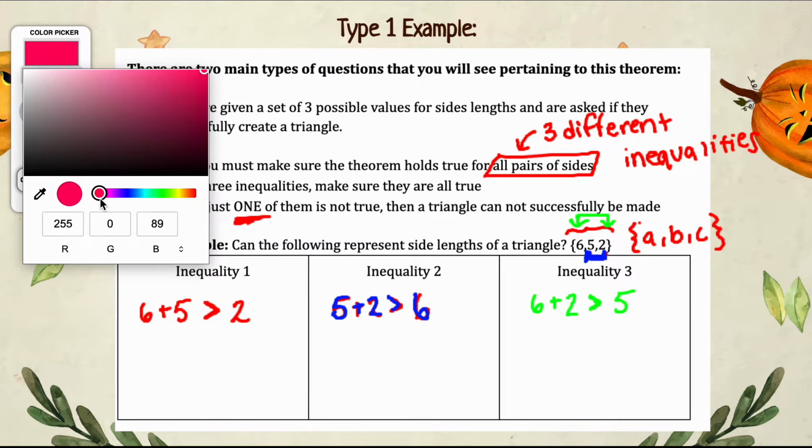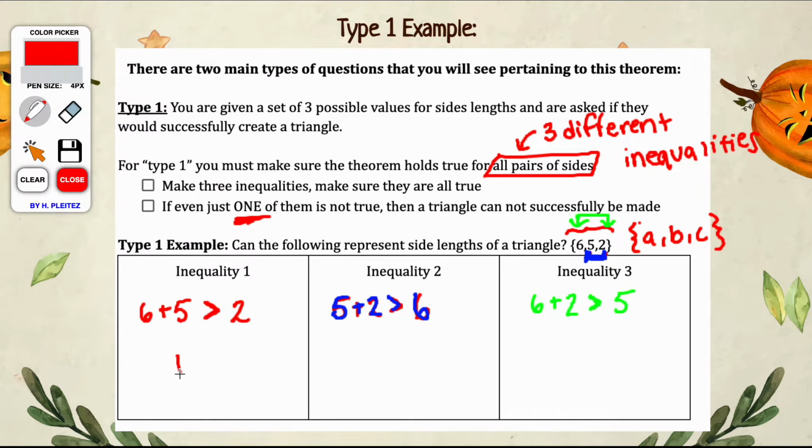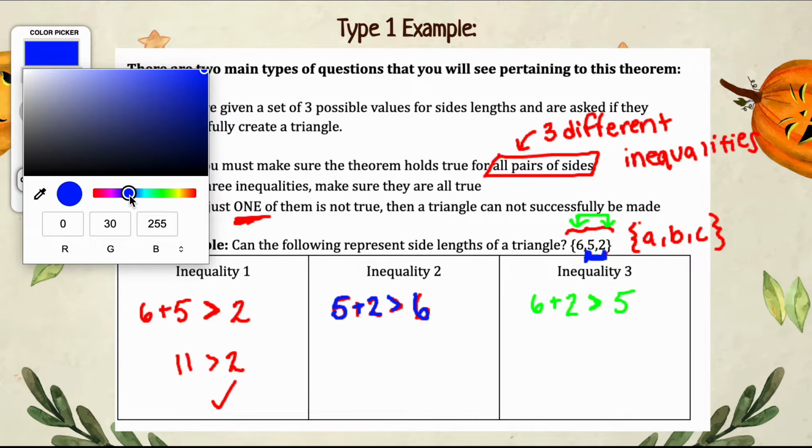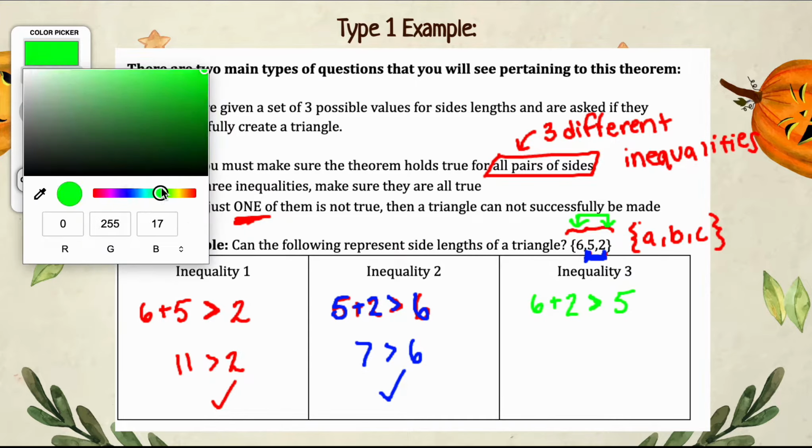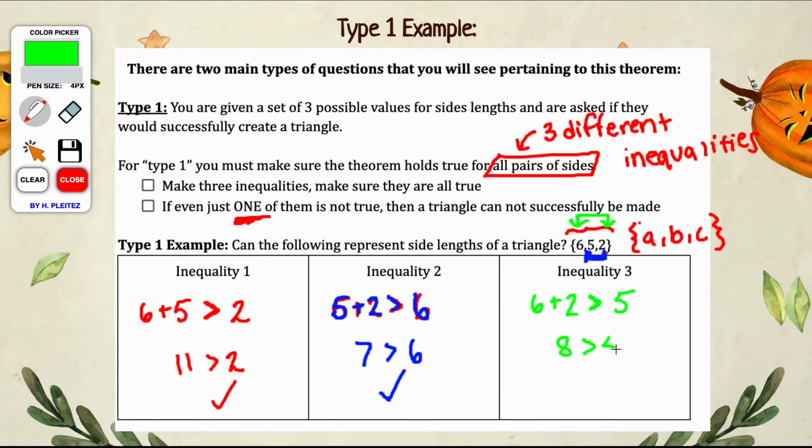Now let's just go through and check that they are all true. If they are all true, then we are good to create a triangle. So 11 is greater than 2. This is definitely true, so I'm going to put a check mark there. Now 5 plus 2, is that greater than 6? If I simplify, I'll get 7 is greater than 6. That is true, so I'm going to put a check mark there. And then last but not least, 6 plus 2, is that greater than 5? If we simplify, we get 8 is greater than 5. That is true, so we are good.